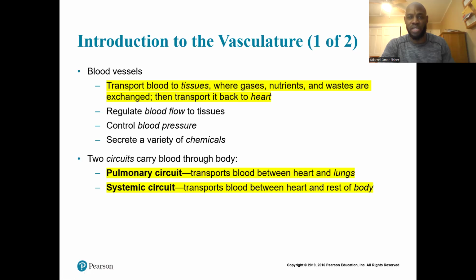So the main transport mechanism is the blood vessels. They transport blood to the tissues, and that's where gases, oxygen, carbon dioxide can transfer in and out of the blood. Nutrients, things that we eat, go to the bloodstream, transfer to the tissues. Waste is exchanged. Remember, cells produce waste that has to be removed and transported. Blood vessels help to regulate blood flow. They can control blood pressure.